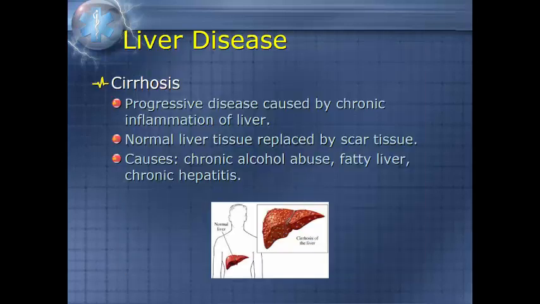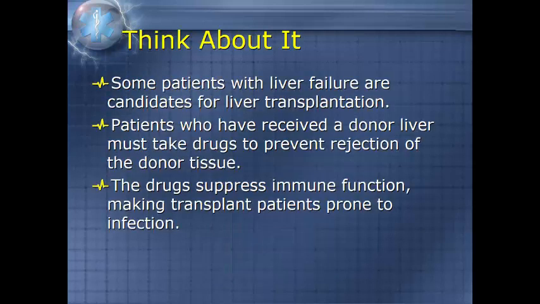Now, for your liver disease, cirrhosis is just a progressive disease. Basically, your normal tissue is replaced by scar tissue. Right? And scar tissue does not work as well, so they have altered metabolism of drugs, vitamins, and pretty much everything else that the liver normally does.